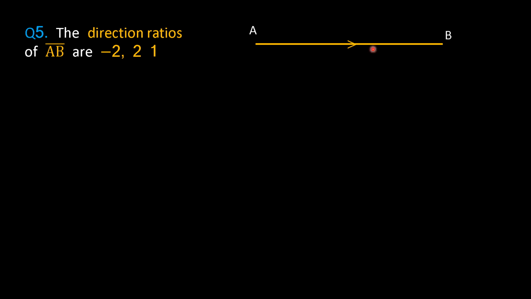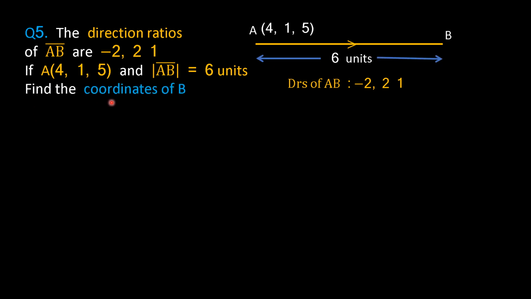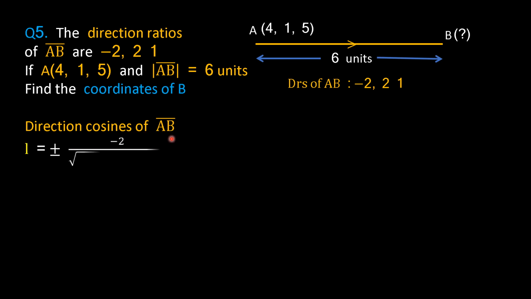Question 5: the direction ratios of AB bar are -2, 2, 1. If A is (4, 1, 5) and mod AB bar is 6 units, then we have to find the coordinates of point B. First, we will find the direction cosines of AB bar.